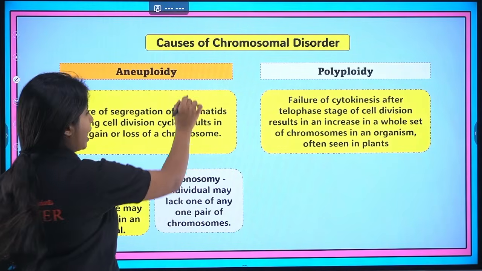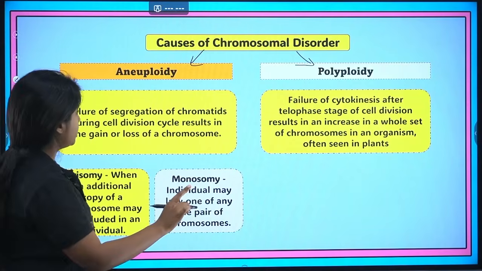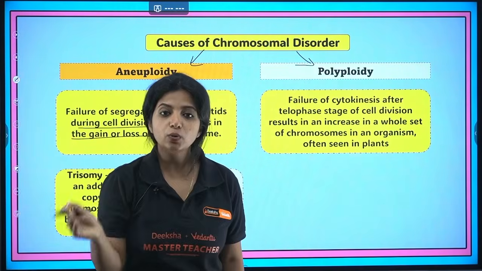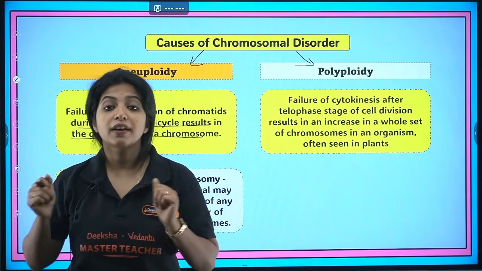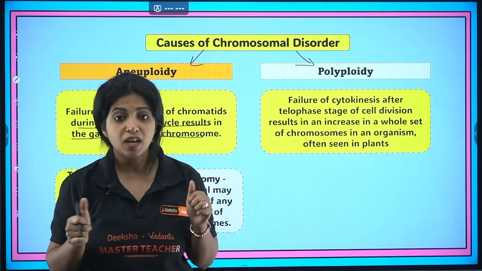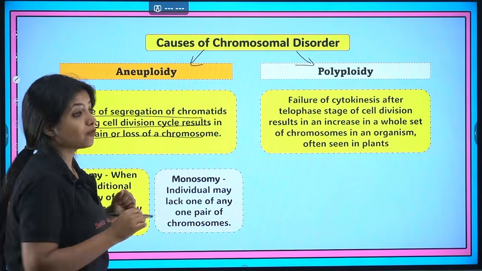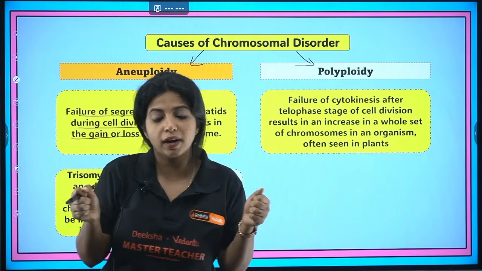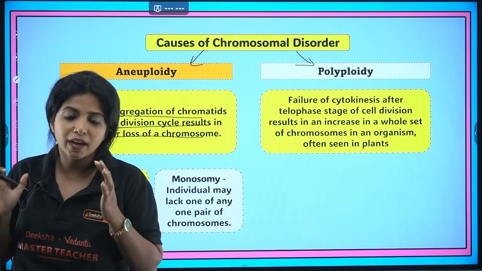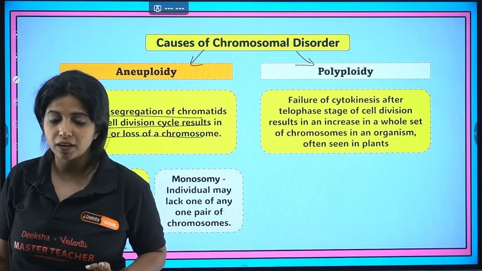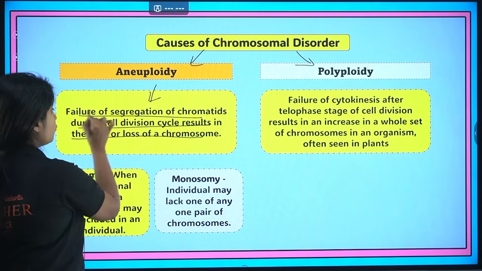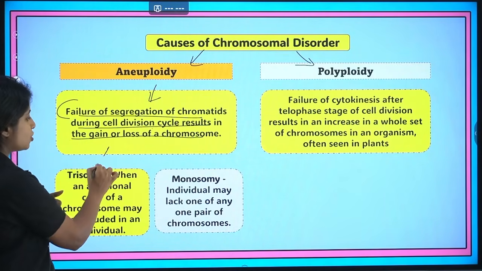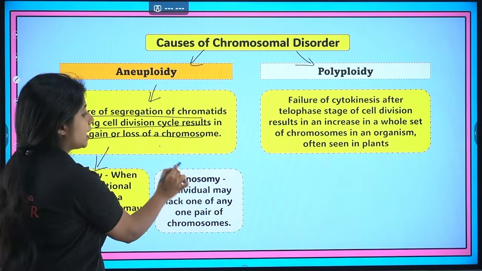Now, chromosomal disorders. It can happen due to 2 reasons, aneuploidy and polyploidy. Aneuploidy means failure of segregation of chromatids during cell division results in the gain or loss of a chromosome. Probably the chromatids didn't separate properly, which is why 2 chromatids came together in one particular cell. If there is a gain, I'll call this trisomy. If there is a loss, I will call this monosomy.